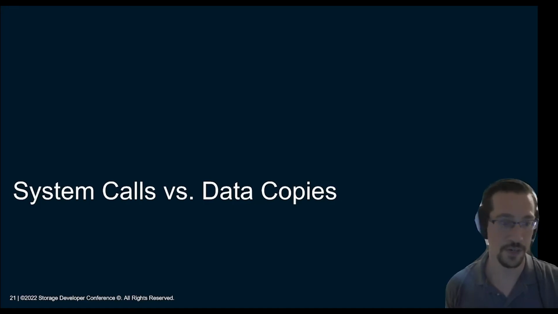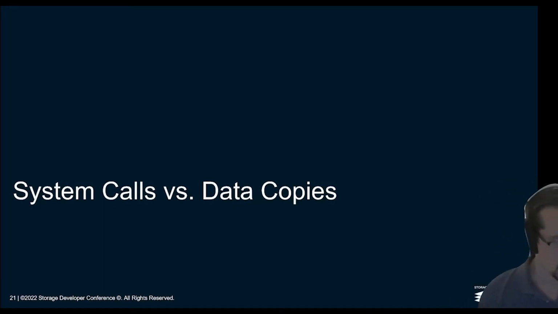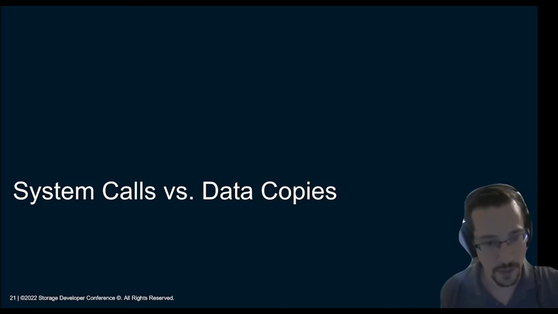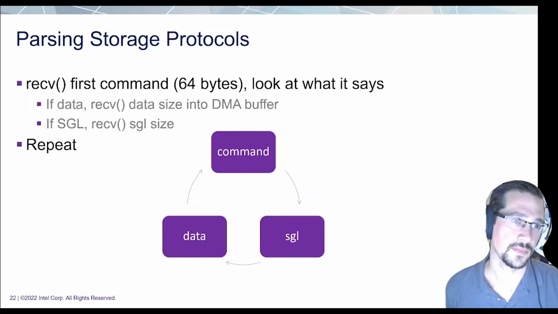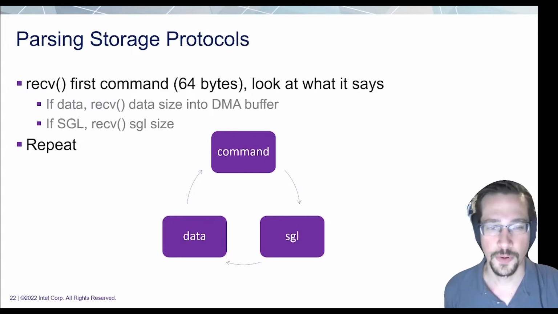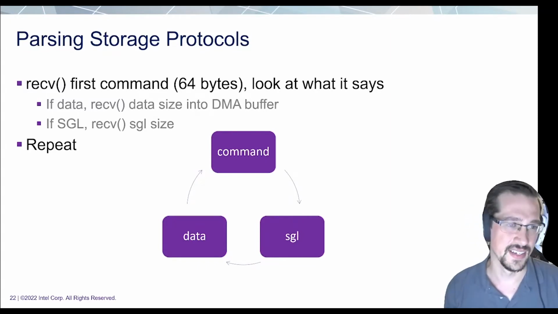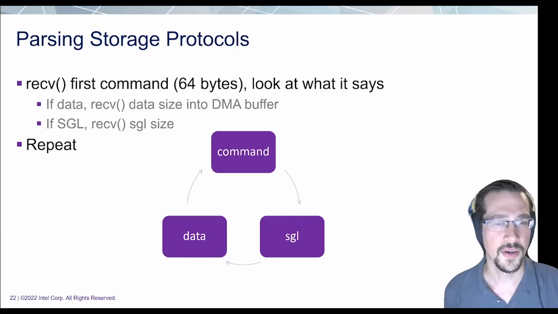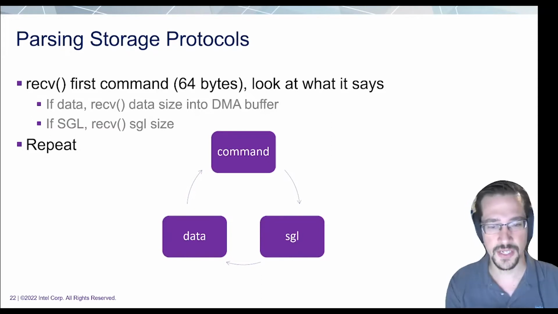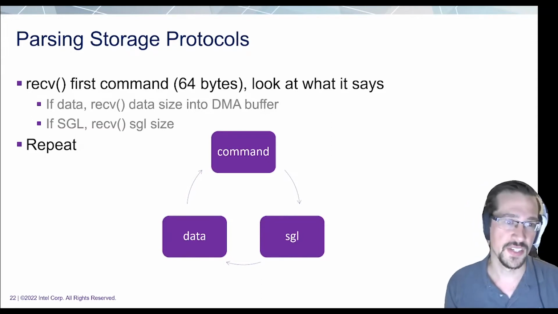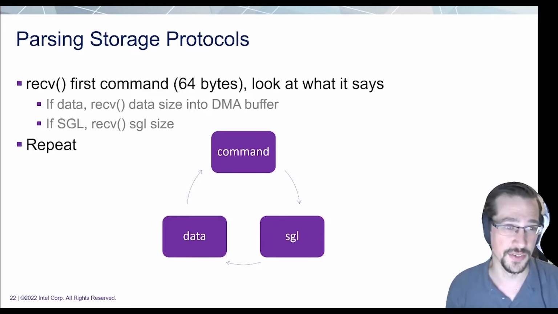All right, now I want to switch gears a little bit and talk about some of the complexity in making system calls and some of the alternatives to making so many system calls. For any given storage protocol, the kinds that I'm envisioning, iSCSI, NVMe-oF fabrics, they all kind of work the same way, where you have this muxing of a ring of fixed size commands and interleaved data payloads in between them, and scatter-gather lists also.